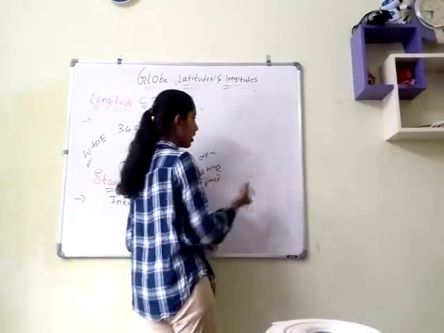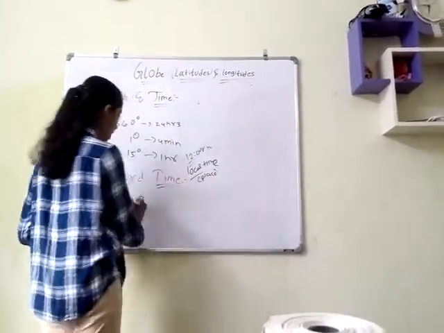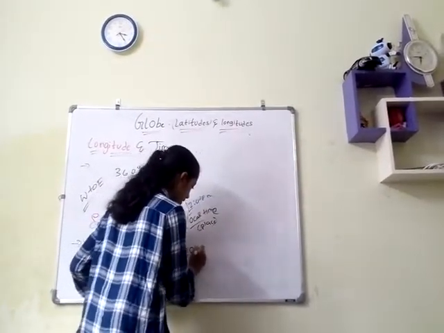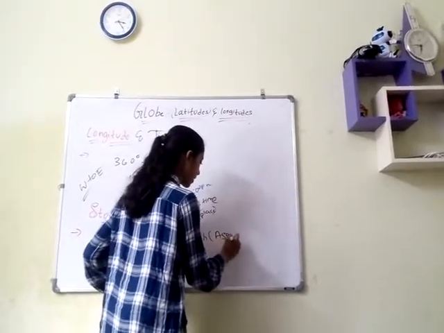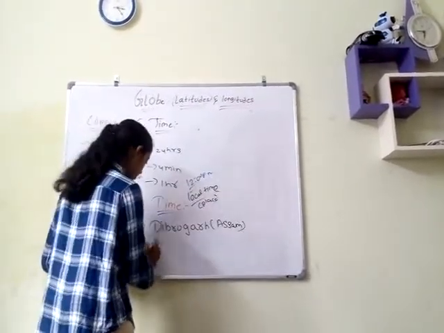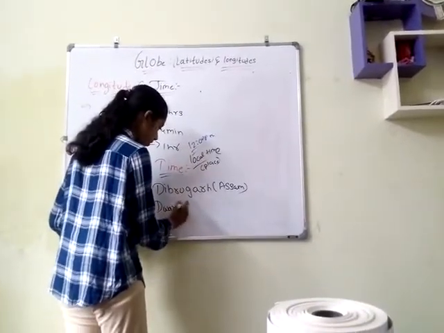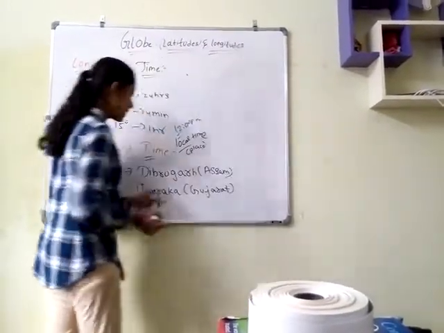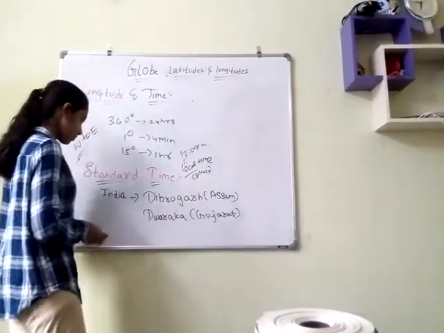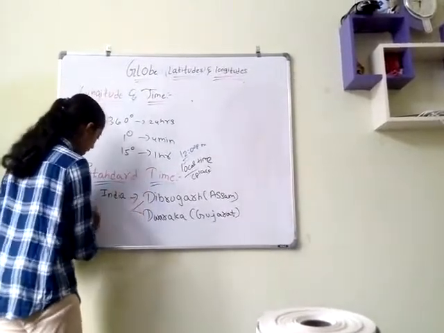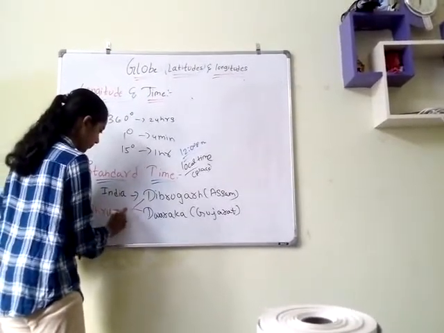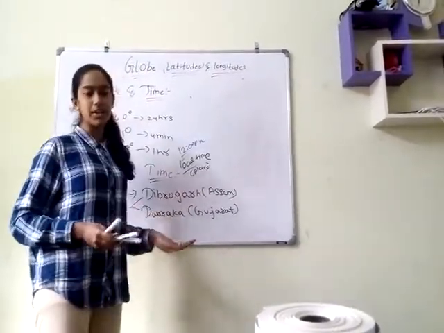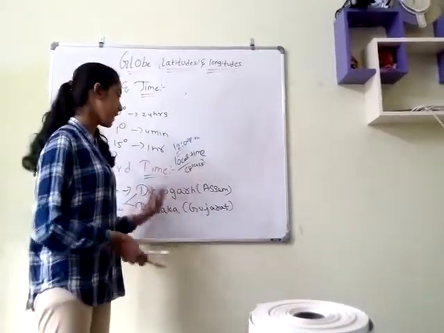Now, there are two places in India, Dibrugarh in Assam and Dwaraka in Gujarat. Between these two places only, we have a 1 hour 45 minutes difference in India. So it will be difficult to take a separate time for each place. So for a country, we will set one standard time, or we will take one meridian.